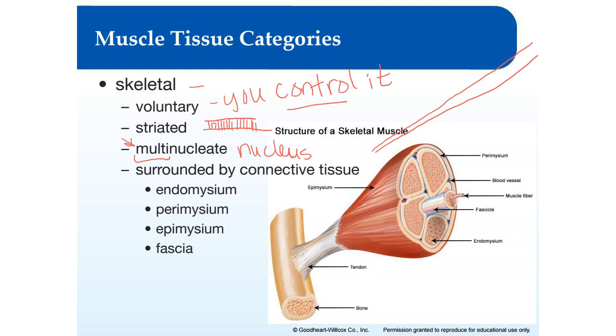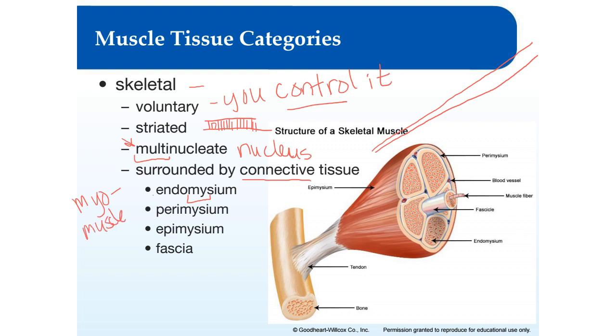Skeletal muscle is also surrounded by connective tissue. Remember, connective tissue helps support, helps stabilize. So skeletal muscle is surrounded by connective tissue, with the innermost layer being our endomysium. This myo right here, okay, myo, whenever you see that, myo is muscle.